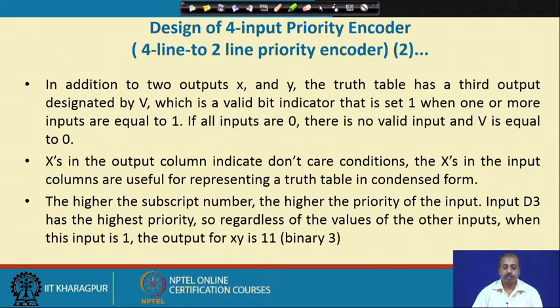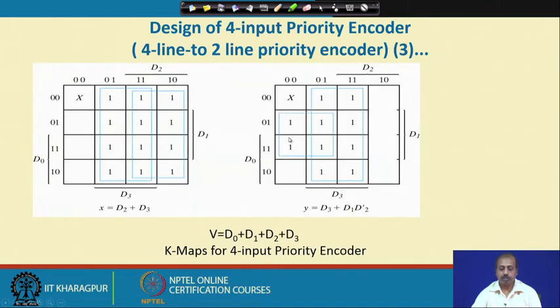Now, the don't cares that we have in the output column indicate that these input columns are not considered; similarly we have got don't cares in the input column also. That actually makes the truth table more condensed, and the priority that we have is like this: the higher the subscript number, the higher the priority of the input. So, input D3 has the highest priority. Regardless of the values of the other inputs, when this input is equal to 1, output x y is equal to 3, that is 1 1. So, this way we can have this priority function.